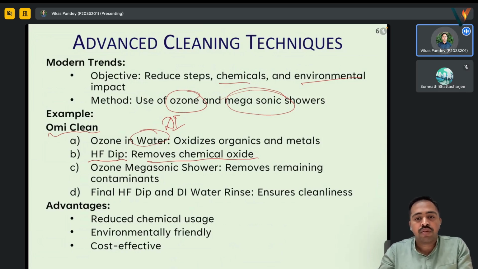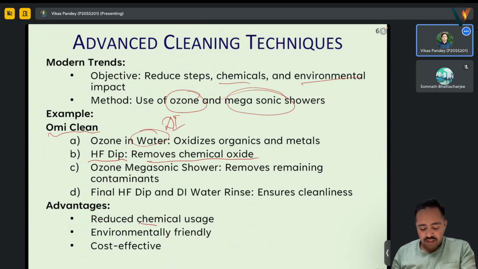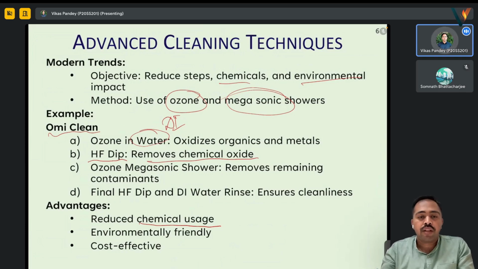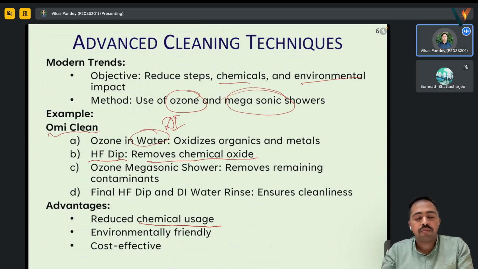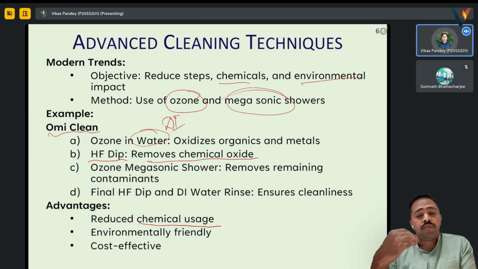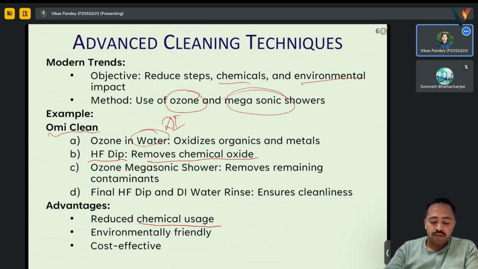This is to ensure cleanliness. The advantage here is that the chemical usage is reduced. We are not dipping the whole wafer inside the chemical. Instead, we are using showers and baths. Unlike dipping it and keeping it for some time, we are just using a bath that will require less chemical, and we are using some environment friendly chemicals. So that also makes it a bit environment friendly, and cost effectiveness also increases.